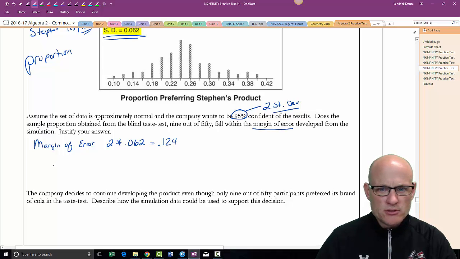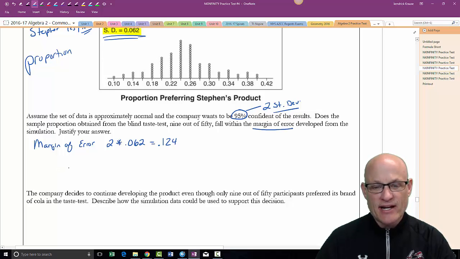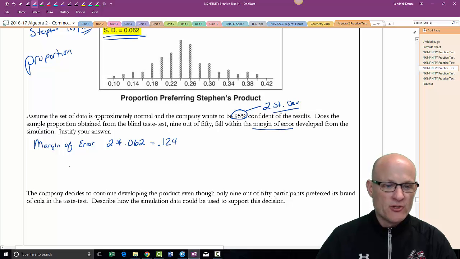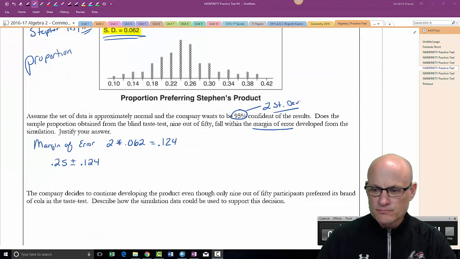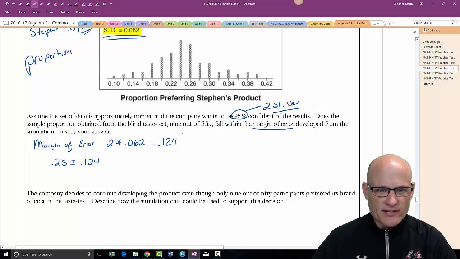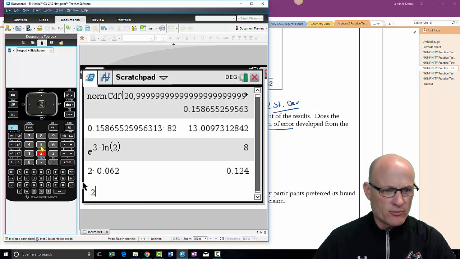So, does the sample proportion obtained from the blind taste test, 9 out of 50, fall within the margin of error? So let's see what we got. We got 0.25 plus or minus 0.124. All right, so let's answer the question. We got our work there. Well, let's find that interval. What is that interval? Let's do that.